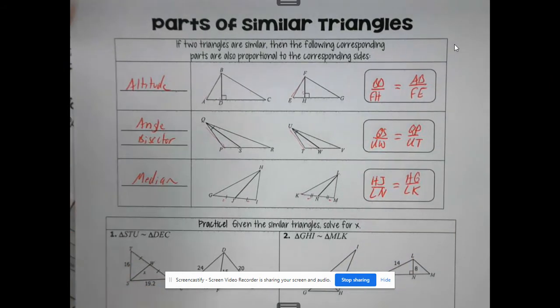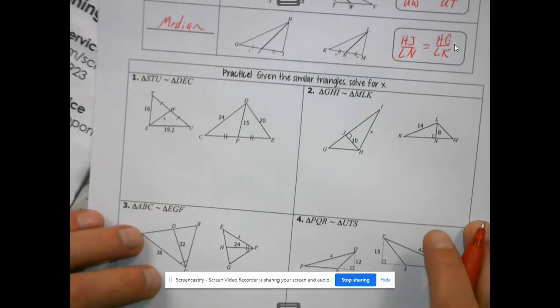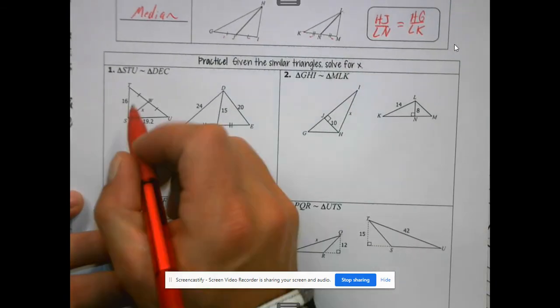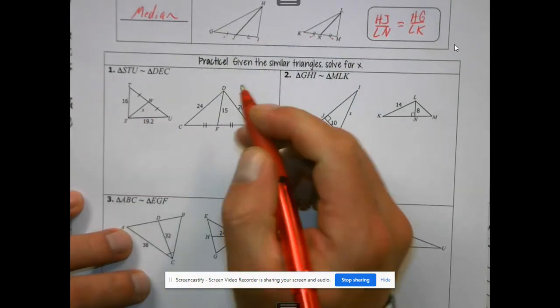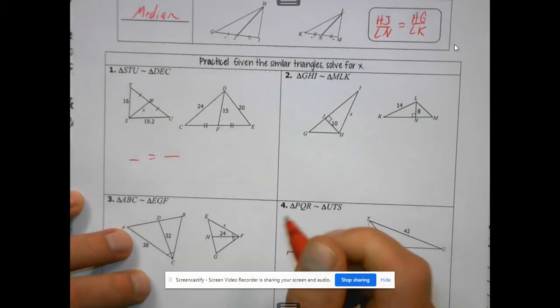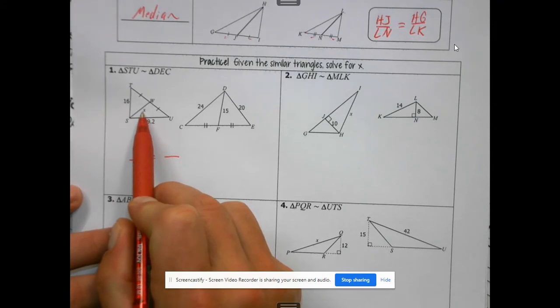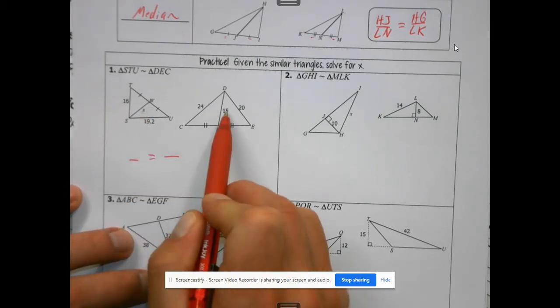All right, some practice problems. If I look at number one here, notice I have a couple medians going on here. That's going to allow me to set up a proportion. What I typically always do is I like to find the variable first. So here's the variable. It's on the median, so I'm going to put that over the other median. So I'm going to go x over 15.